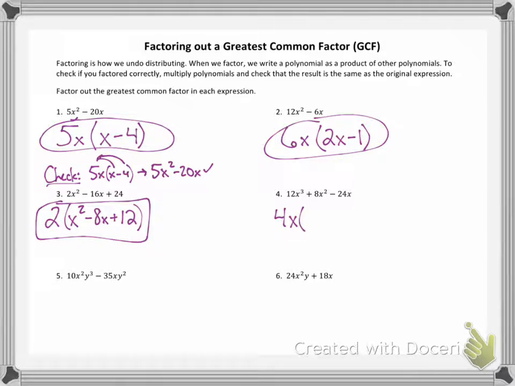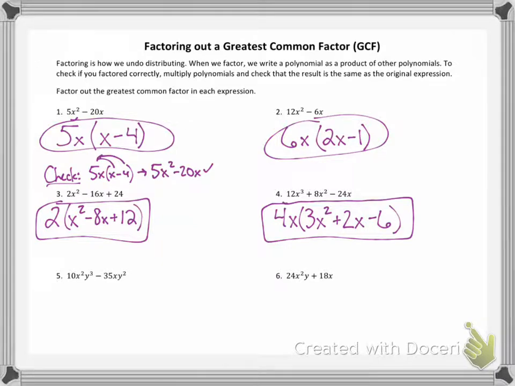Divide that away from each of the terms. So 12x cubed divided by 4x. 12 divided by 4 is 3. X cubed divided by x leaves me with x squared. Now I have 8x squared divided by 4x. 8 divided by 4 is positive 2. X squared divided by x has an x left over. Negative 24x divided by 4x. Negative 24 divided by 4 is negative 6. X divided by x cancels. So here I got my final answer: 4x times 3x squared plus 2x minus 6. That is my factored answer.